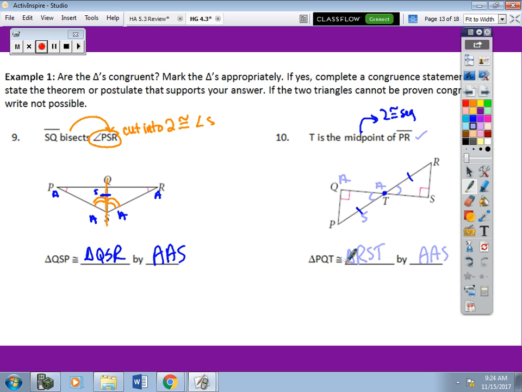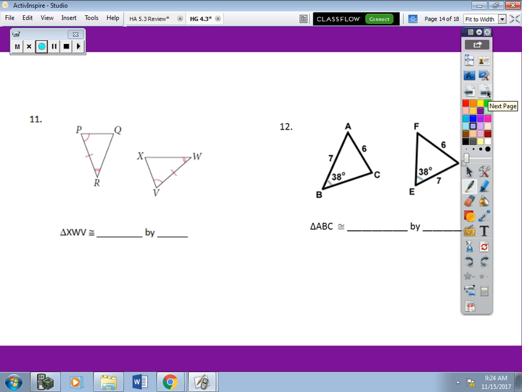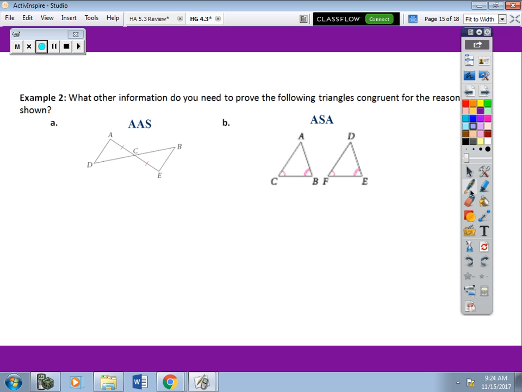All right, we're going to skip over the next two so we can get to the couple others that are on here. So what other information do you need to prove the following triangles are congruent by the reason shown? So what else do I need to know to prove angle, angle, side? Now before you start writing stuff down, you do want to mark anything you know. So we would know in this picture that vertical angles are congruent without being told. We can conclude that on our own.